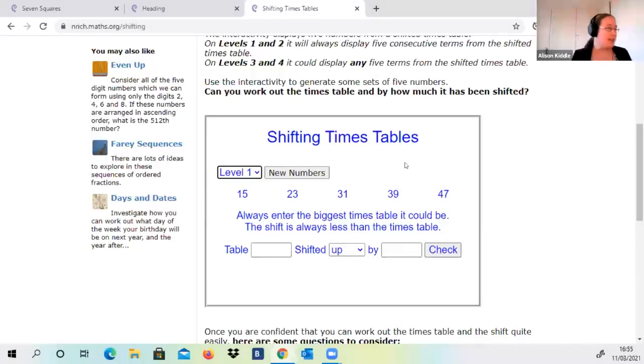Okay, so shifting times tables then. So the idea of this is that when we're introducing the idea of linear sequences, we can talk about the most familiar linear sequences to students. So they already know, hopefully, their times tables. And so we talk about the idea of having a times table and then shifting it up or down. So Charlie, what do you think a student might say to talk through this example to work out what the times table and what the shift might be?